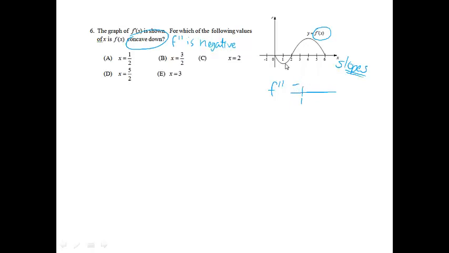And then the slopes are going up from 1 all the way till I get to 4, so my f double prime will be positive. And then after 4, my slopes are going down again, so my f double prime would be negative.